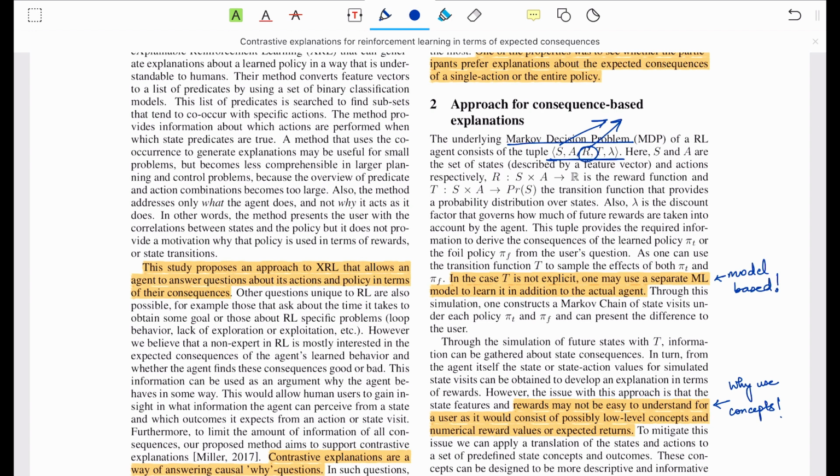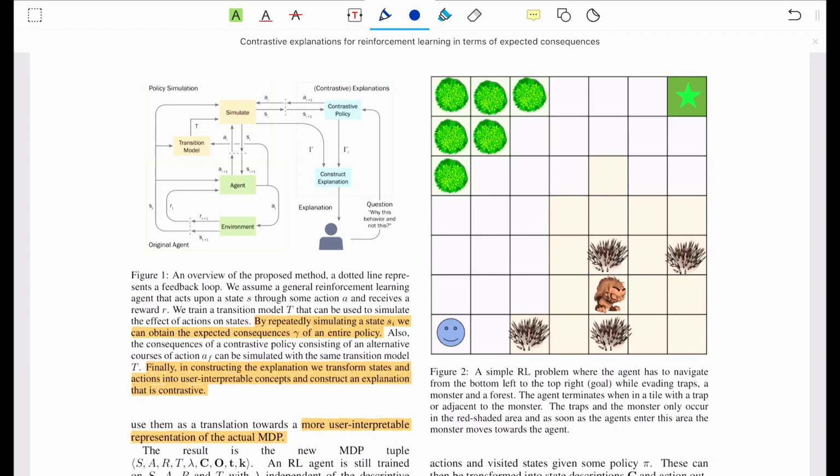This paper does the first thing, that is to represent states in terms that the humans understand by the use of something known as concepts. The second thing, that is they sort of make this reward function understandable, is by achievement of some form of outcome. To give an example, let's suppose in my grid world here, my agent is at this location and I take the action right, and there is a monster beside me.